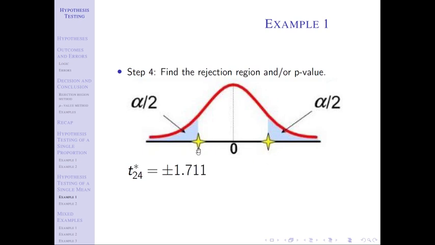You'd label this negative 1.711, and a test statistic of 1 is somewhere right in this range. Again, it doesn't really have to be to scale. The key is that you know it's not in the shaded region, not in the rejection region, meaning we're going to fail to reject the null. Let's confirm that by finding the p-value.